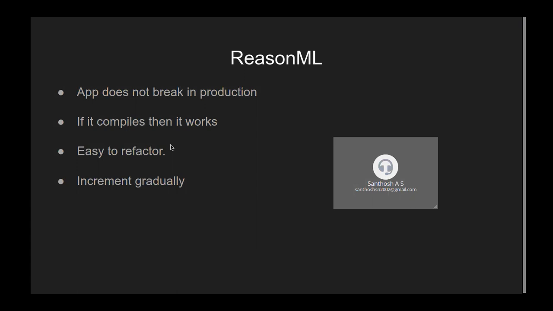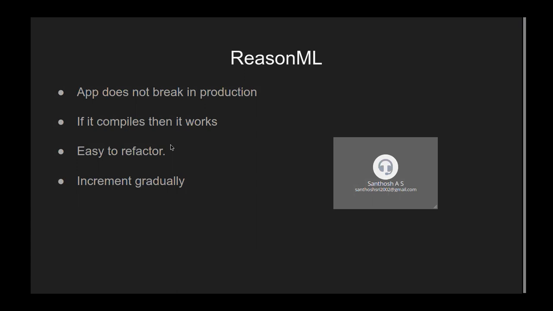So by using ReasonML, you get to write apps which do not break in production. And as I said, if it compiles, then it works. I've seen that it compiles perfectly and without any errors, so I was sure that it would work fine. And it is also easy to refactor. If you want to change some shape or some data, the ReasonML compiler will take you to the place where there might be an error, like this shape does not match. So refactoring would be easy.